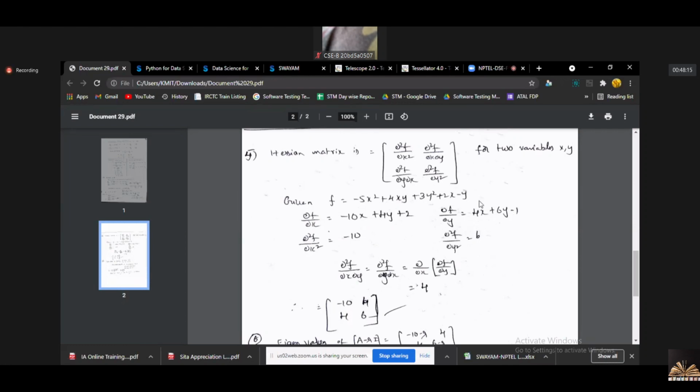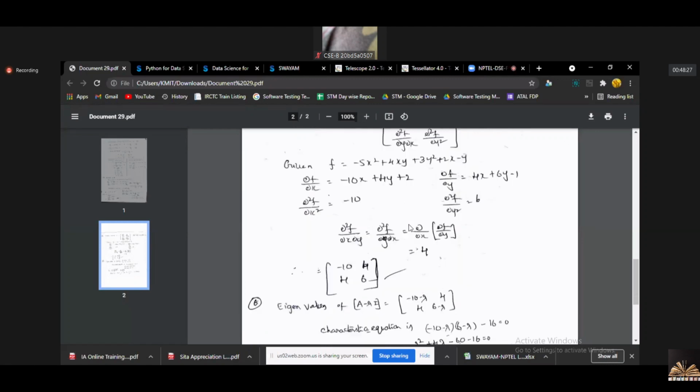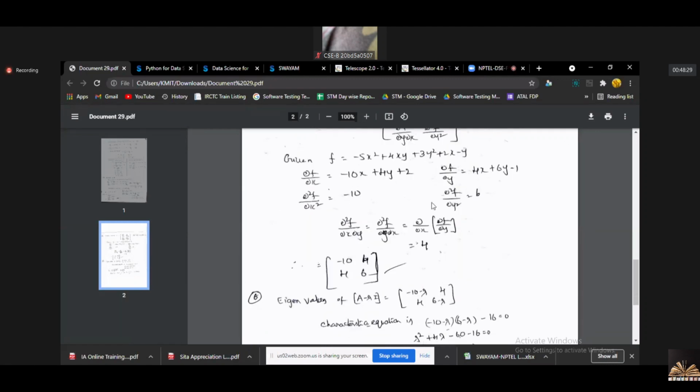Now from this equation, we have to find out the second derivative with respect to y. Then we will get only this 6 into 1, so that is 6. So this and this we will not consider. I think up to this it is clear, right?